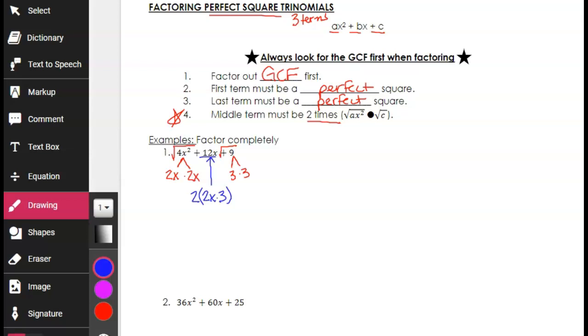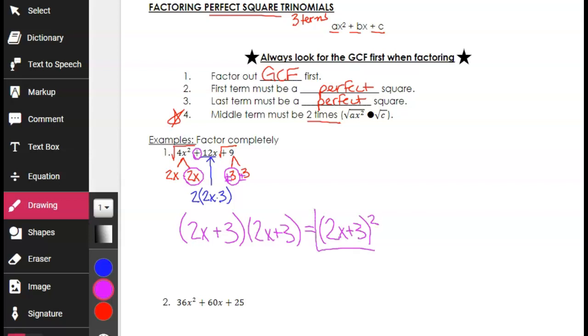The way that you write your answer is one of the first factors, one of the second factors, so 2x and a 3. You use this sign right here because either you can have positive 3 times positive 3, or you can have negative 3 times negative 3, and that still gives you a 9. So we're going to use this middle sign right here, and there are 2 of them, 2x plus 3 times 2x plus 3. It's the same 2 factors, but we write this as 2x plus 3 squared. So this is your final factored form for number 1.